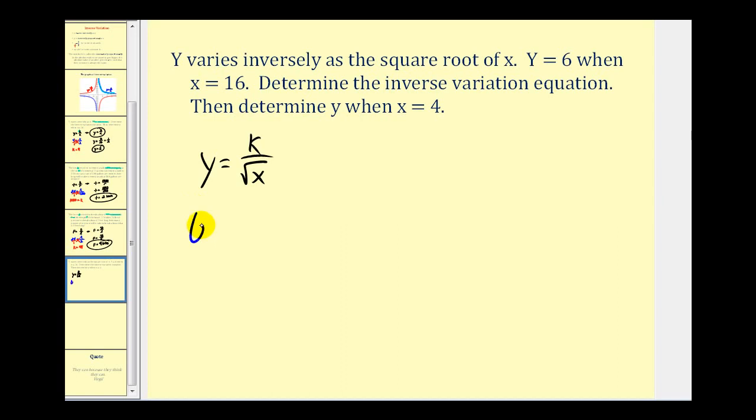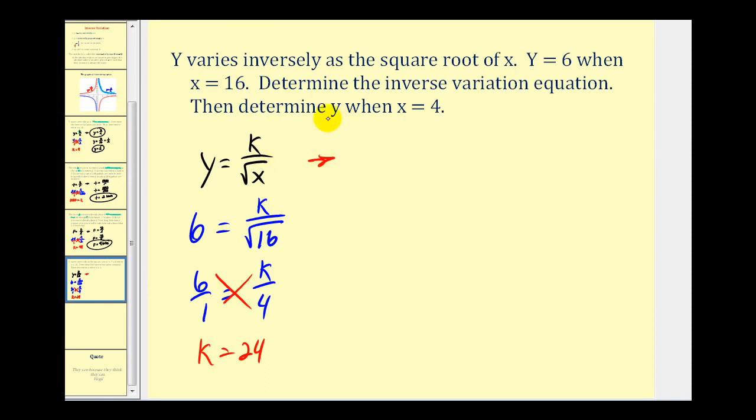When y is 6, x is 16. So we have the square root of 16. So we have 6 over 1 equals k over 4. Cross multiply. k equals 24. So our equation for this problem will be y equals 24 divided by the square root of x. So this is our inverse variation equation.